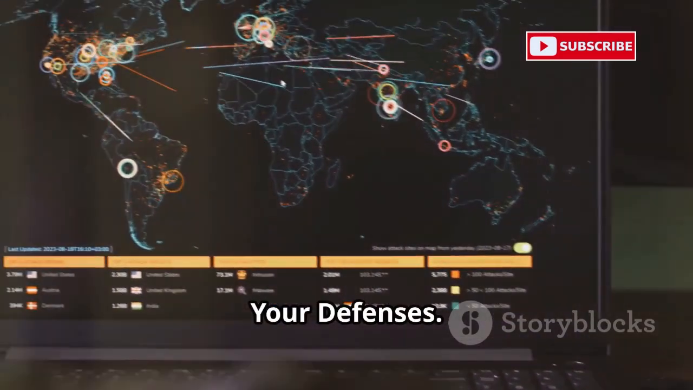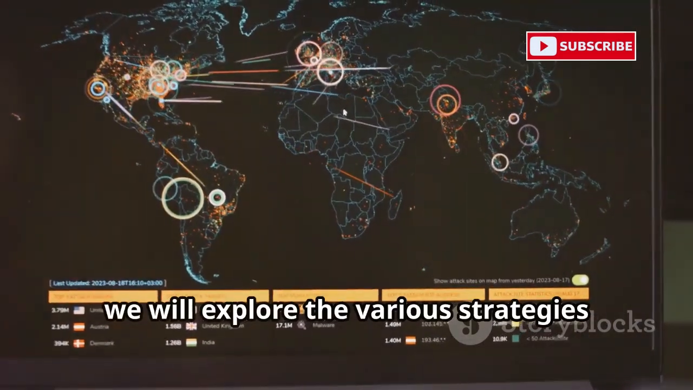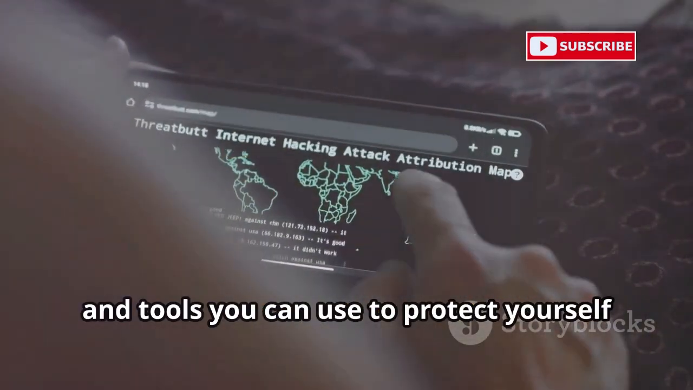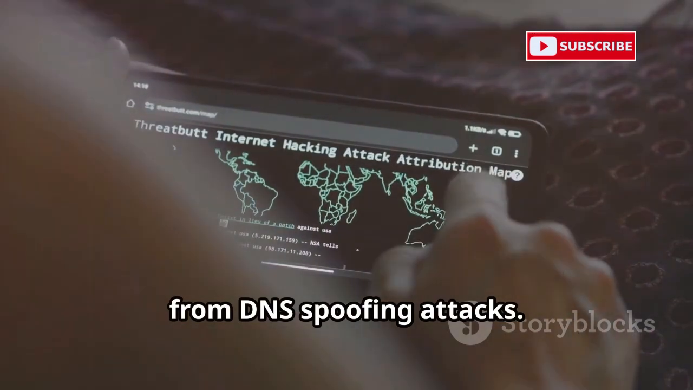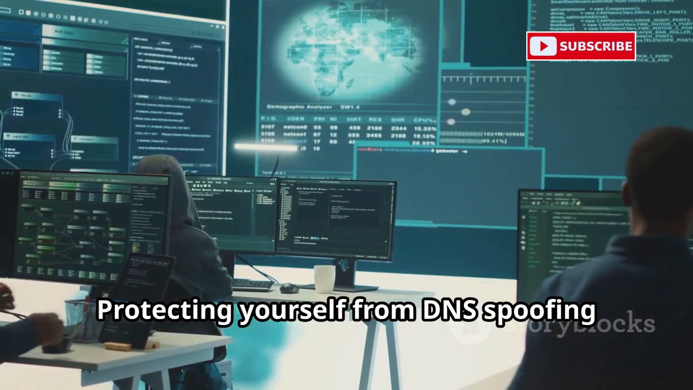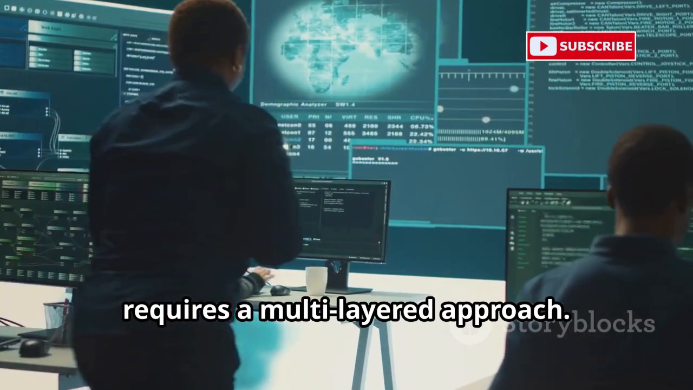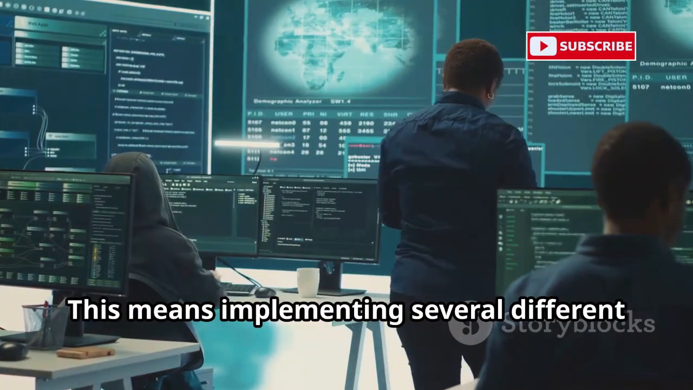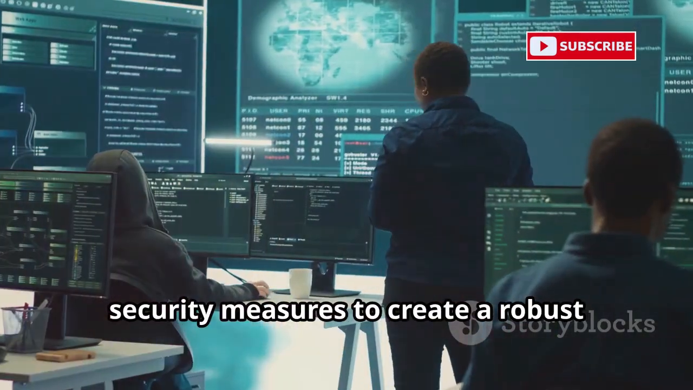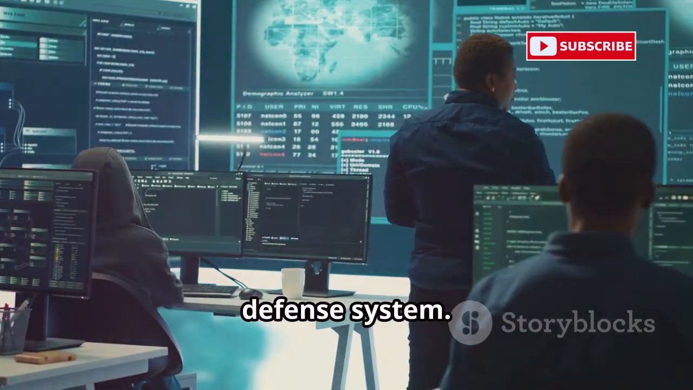Building your defenses. In this section, we will explore the various strategies and tools you can use to protect yourself from DNS spoofing attacks. Protecting yourself from DNS spoofing requires a multi-layered approach. This means implementing several different security measures to create a robust defense system.